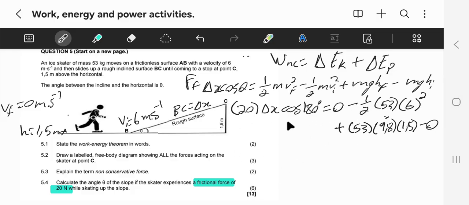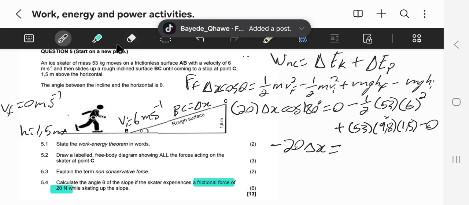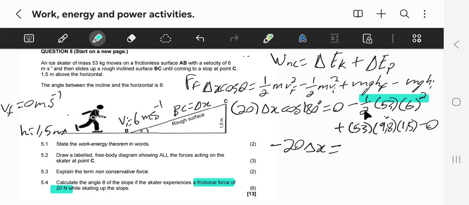Okay. Then we move on. What are we going to have this side? This side, it means we have 20 times delta x times cos 180. And this should give me negative 20 delta x is equal to. On the other side, this is what I have. On the other side, I have all of this, what I'm highlighting in green. That's what I'm going to put on the calculator.